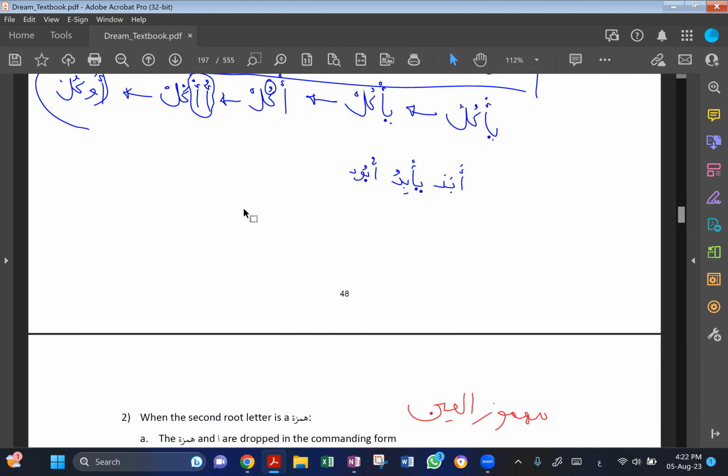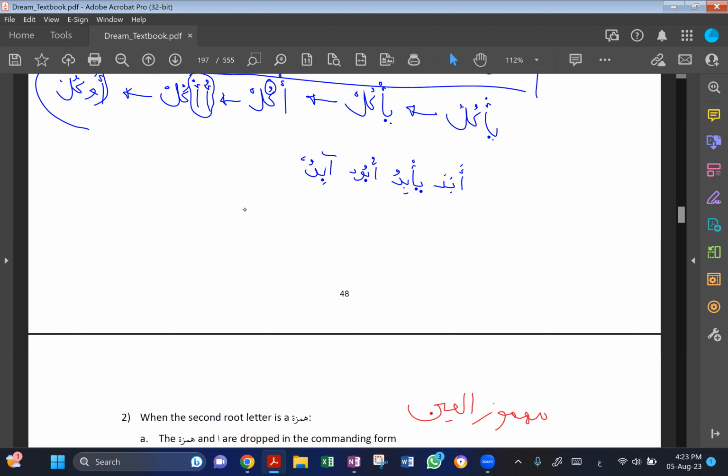Ubud. Fahuwa, what do you guys think? Bidun. Yeah, so this is where we get a change. You get that madda coming in there because you have a hamza and an alif. So fahuwa bidun. Fahuwa dharibun. That's what we're dealing with here. ضرب يضرب ضربا فهو ضارب.